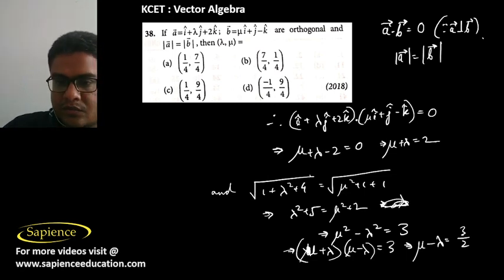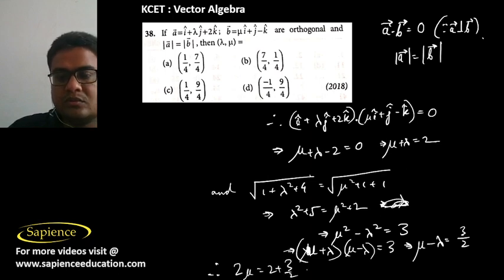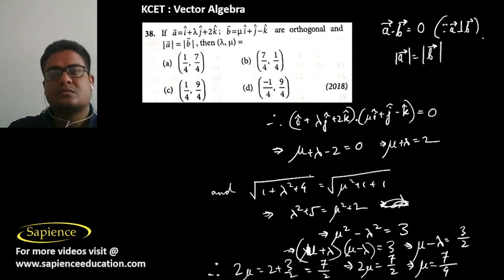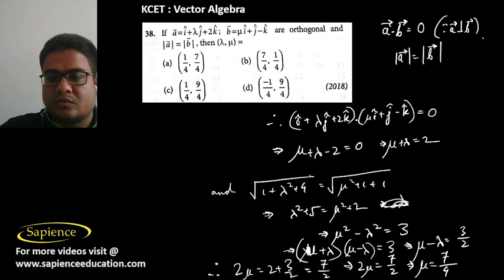So now if we add them, then the lambda will get cancelled. Therefore, if we add these two, then mu and mu will be added up, and then we will get 2 mu. 2 mu is 2 plus 3 by 2. So that is 4 plus 3, that is 7 by 2. 2 mu is 7 by 2. Mu is equal to 7 by 4.